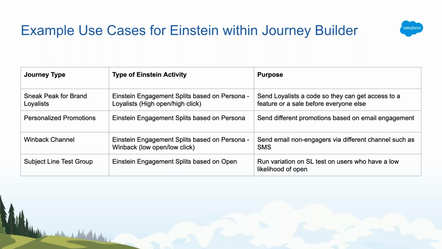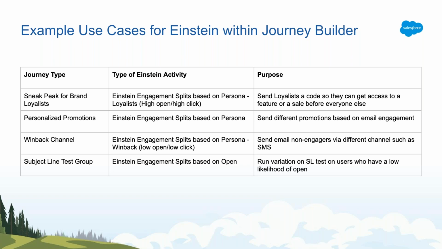and to really engage with your top engagers. Another one you could do is personalized promotions. You can use the engagement split based on persona, and you can send different promotions based on their email engagement. Let's say you want to send a different discount based on your window shoppers versus your selective shoppers.